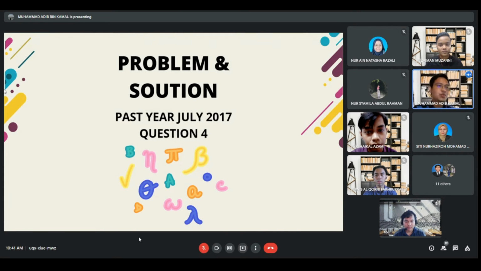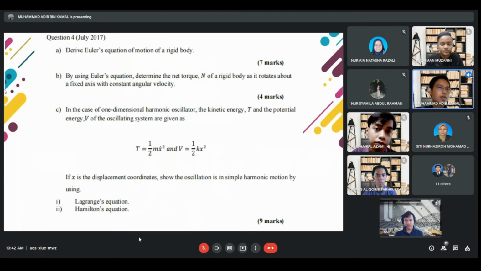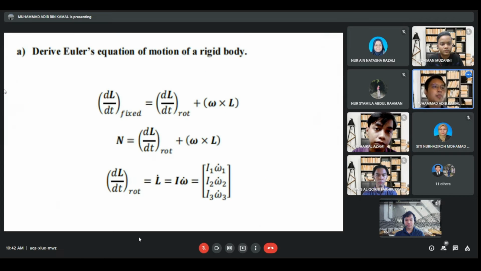Okay, next we move to the problem and solution. In this part, we took a past year question, July 2017, which is question 4. This is the question. First, question A: derive the Euler equation of motion of a rigid body. So let's take a look at the solution.